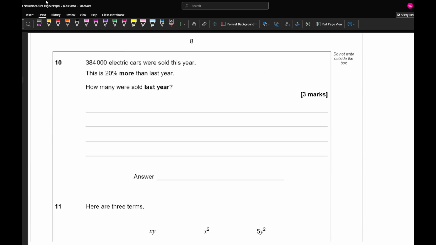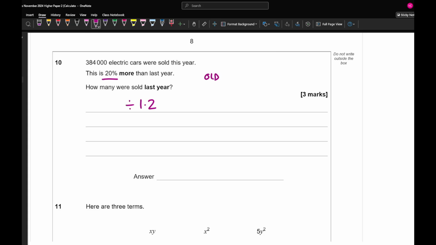Then moving on to question 10, it says 384,000 electric cars are sold this year. This is 20% more than last year. How many were sold last year? So for this, we need to use reverse percentages. If I'm looking at increasing by 20%, then my decimal multiplier is going to be 1.2. Now, because we want to go in the opposite direction, I want to know what the original amount was. What we need to do is the opposite of multiplying, which is divide.